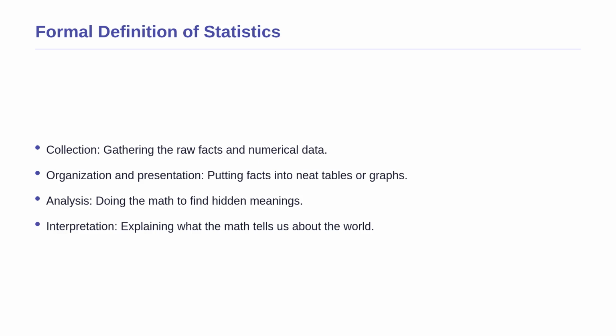Statistics is the scientific discipline that deals with the collection, organization, presentation, analysis, and interpretation of numerical data. Let us break that down into simpler pieces. First, collection means gathering the raw facts, like asking 100 people who they will vote for. Next, organization and presentation mean putting those facts into neat tables or graphs so they are easy to look at. Finally, analysis and interpretation mean doing the math to find the hidden meaning and explaining what that math actually tells us about the real world.